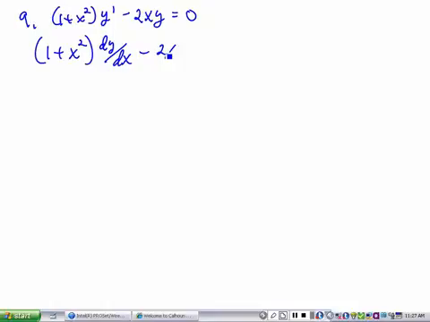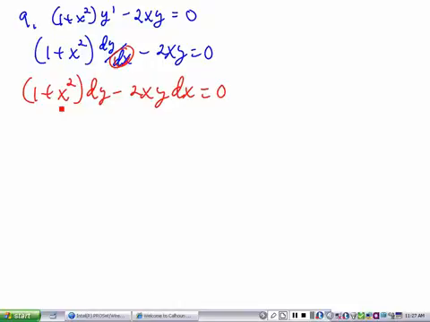Number 9 is (1 plus x squared) times y prime minus 2xy is equal to 0. Now notice that this is (1 plus x squared) times dy over dx minus 2xy is equal to 0. Let's multiply through by the dx. So we have (1 plus x squared) dy minus 2xy dx is equal to 0.